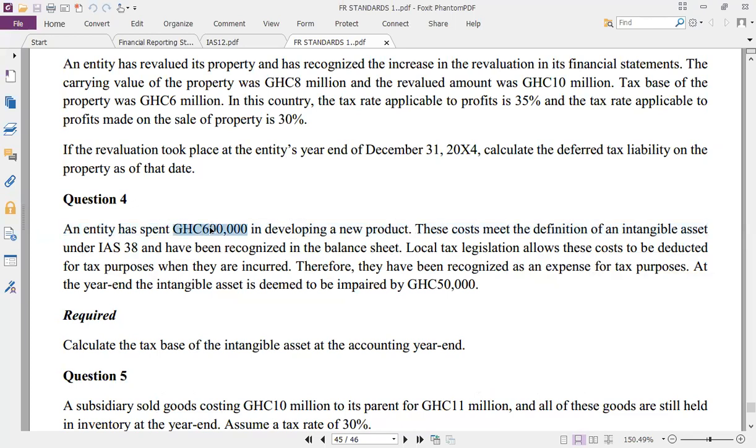However, in the company's books, the carrying amount at the end of the reporting period, or the accounting year, will be 600,000 less the impairment, which is 50,000. So therefore, the carrying amount is 550,000, but the tax base is what? 600,000. The tax authority have seen only 600,000, but in the books it will be 550,000. So therefore, there's a temporary difference of 50,000. That is all.